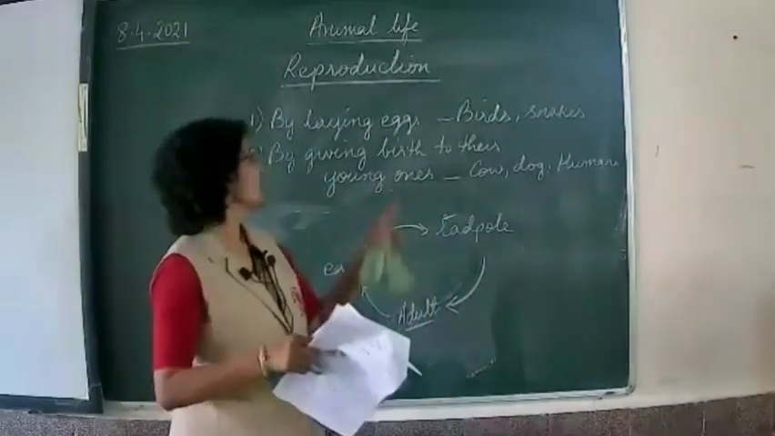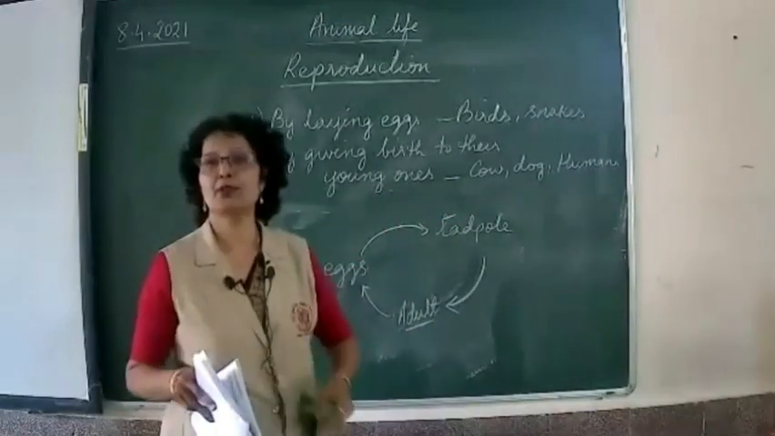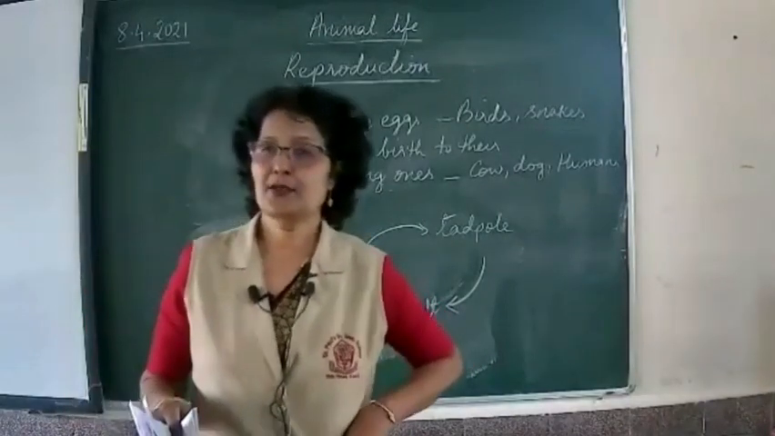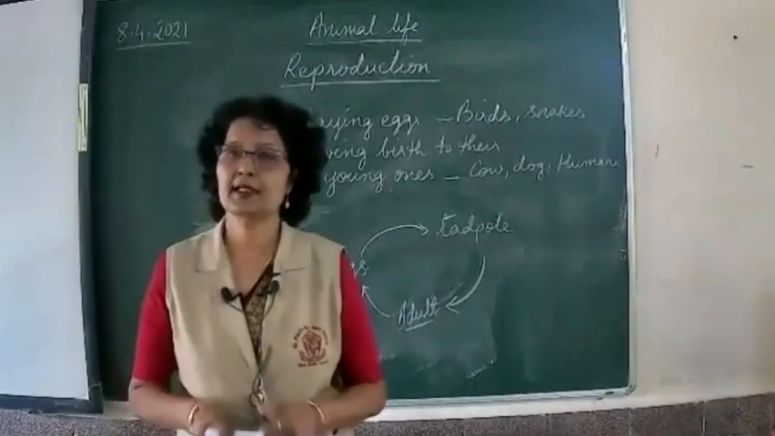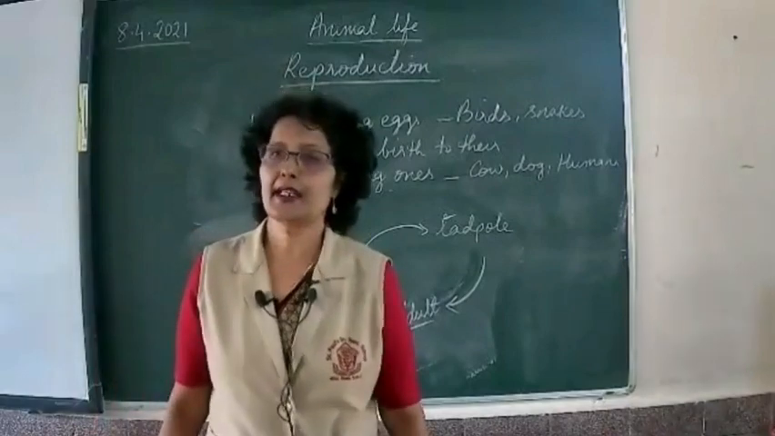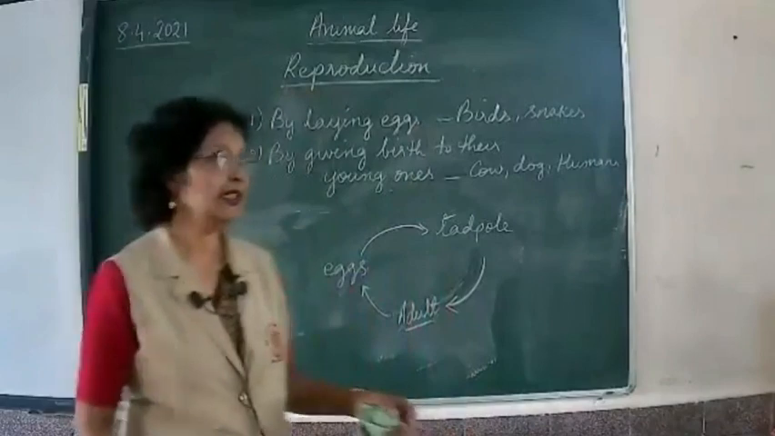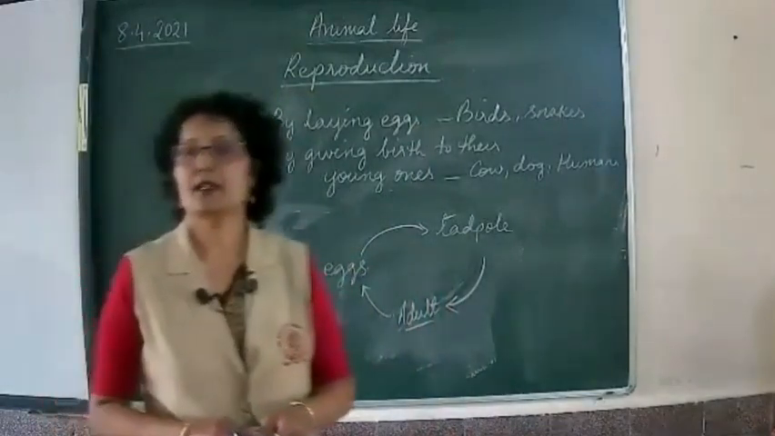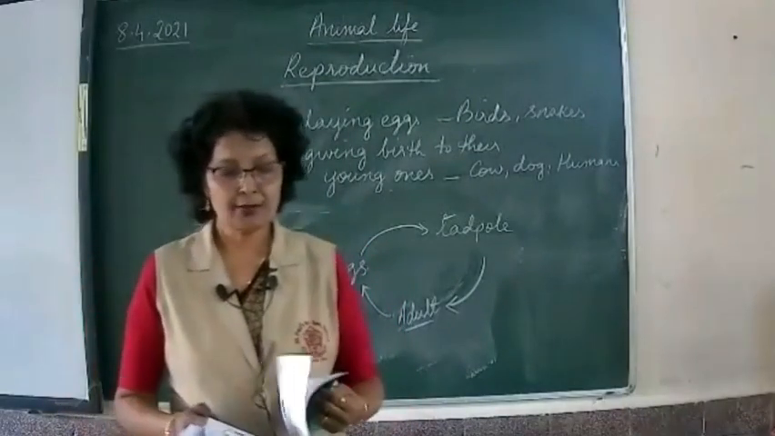Another one is giving birth to their young ones. Cow, dog, human beings. Human beings are the only ones who take care of their young ones for a long time. The snake and fish do not take care, they just lay their eggs, and when the young ones come out of their eggs after hatching, they take care of themselves. 3 life cycles we did. That is the butterfly, grasshopper, and frog. So this was about reproduction.